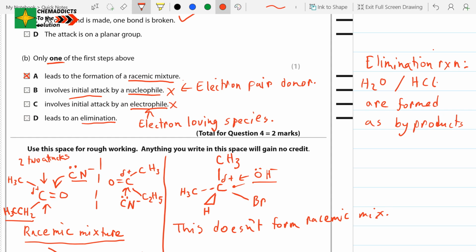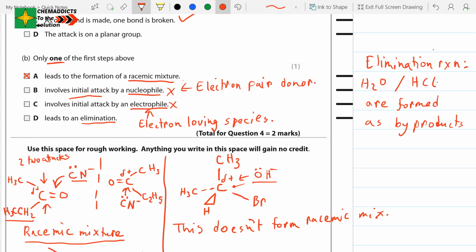Okay, so here, since no HCl or water are formed as byproducts by loss of atoms or groups of atoms, this shouldn't be the elimination reaction. Okay, so in here, no HCl or water are formed in this particular mechanism.